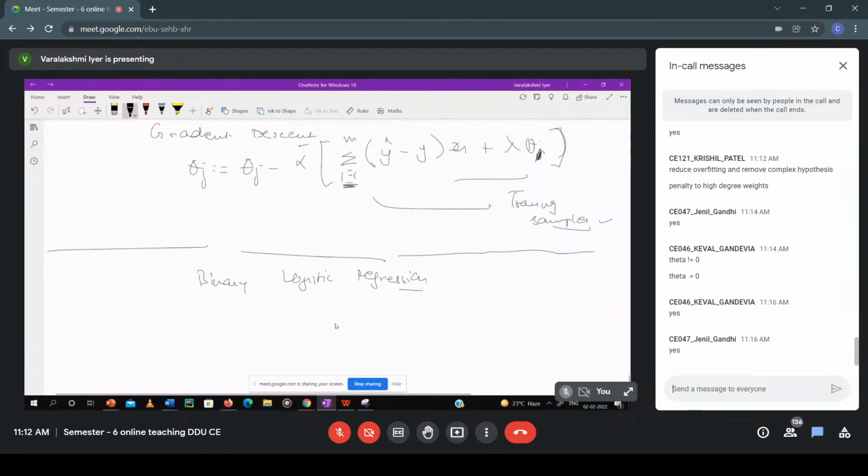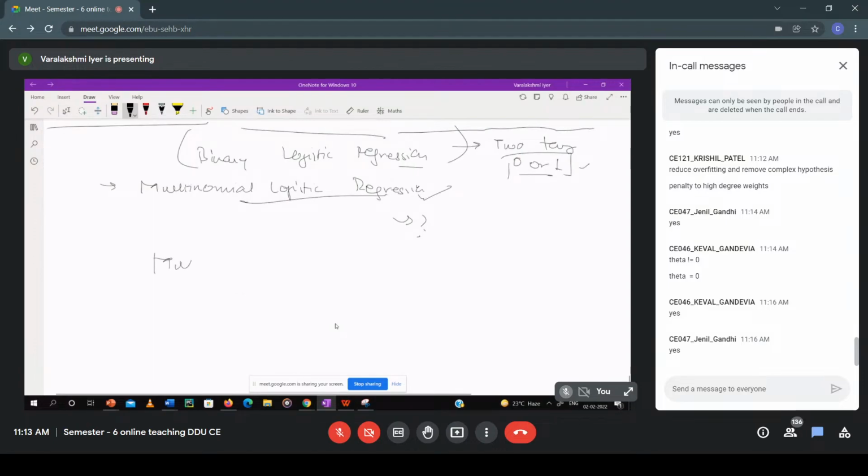Now we'll start our discussion on multi-class, multinomial logistic regression. Whatever we discussed so far was the case of binary logistic regression. Binary logistic regression contains two target values, 0 or 1. Only two classes were present. But what is the idea behind multinomial logistic regression? In that case, you will have multiple classes in the output.